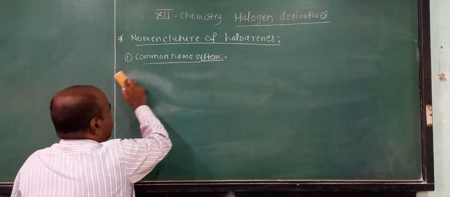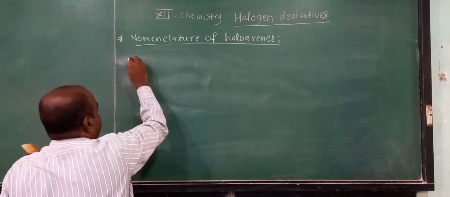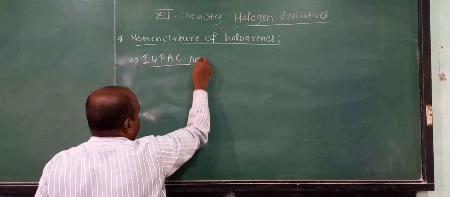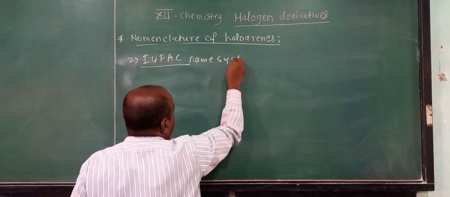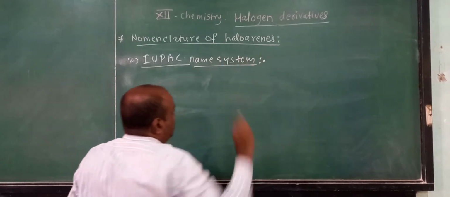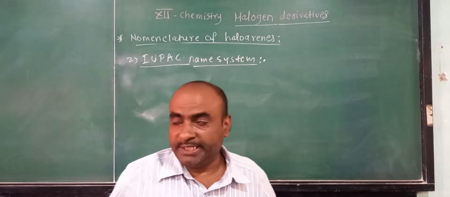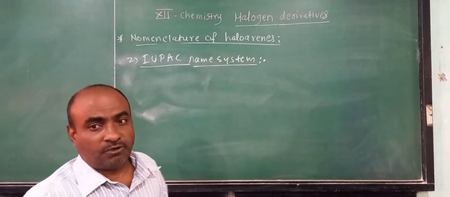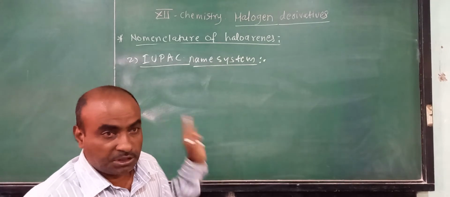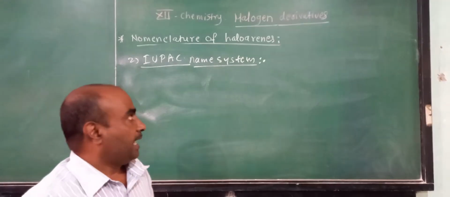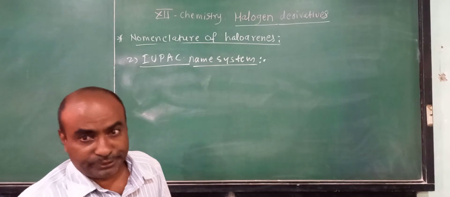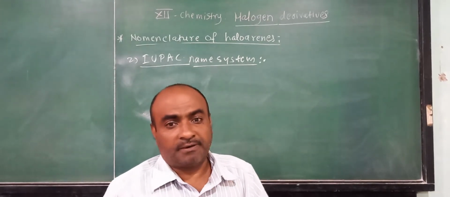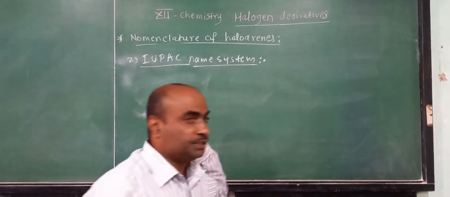Now, in case of the IUPAC name system, except for monohalogen derivatives or monohaloarenes, for all remaining haloarenes numbers are used. Numbers are used, and again the priority order of the particular group is used there.